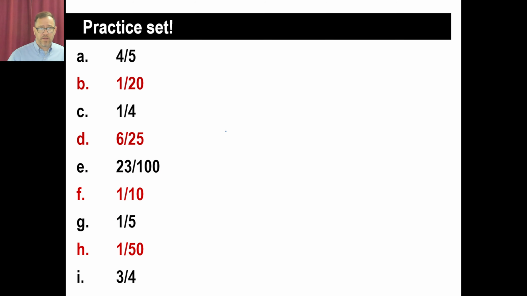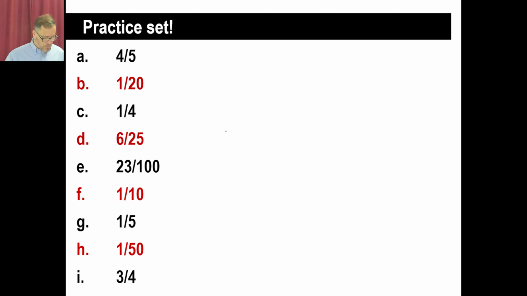Okay, here are the answers. We already did 80% one time. B is 1 over 20. C, 1/4. You should have got 25 over 100. And you could have looked at that and said, oh, 25 goes into 25 and 25 goes into 100. So 1/4. All right. D, 6/25. E is pretty simple. There's nothing you can do with that. 23 is a prime number. It doesn't have any factors except for 23 and 1, so you just leave it there.